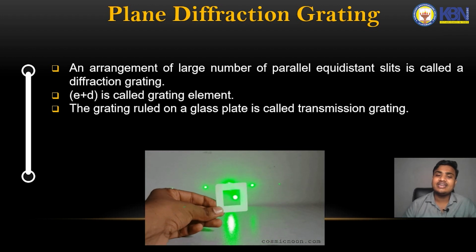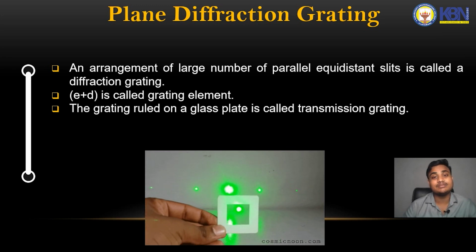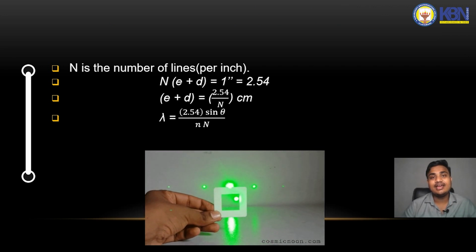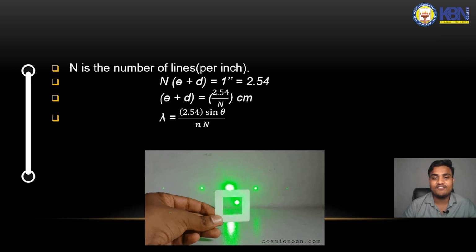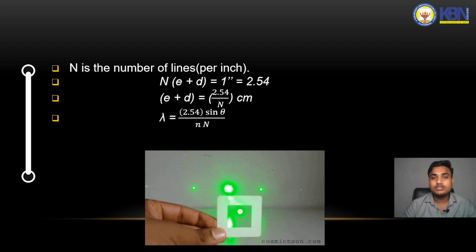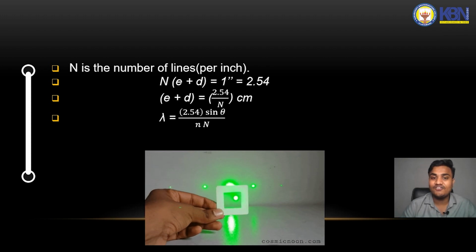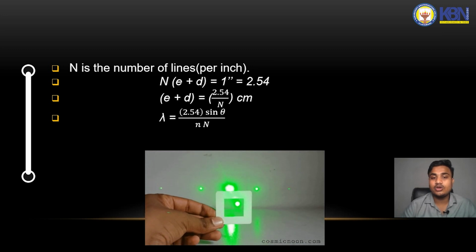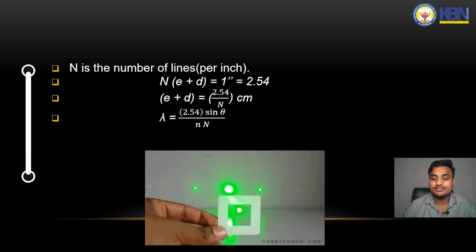The grating ruled on a glass plate is called a transmission grating. If capital N is the number of lines per inch, then N into e plus d, the grating element, is equal to 1 inch. We know that 1 inch is equal to 2.54 centimeters, so e plus d is given by 2.54 divided by capital N. To find the wavelength of light using a plane diffraction grating, the formula is 2.54 times sin theta divided by small n into capital N, where small n is the order of the spectrum and capital N is the number of lines per inch on the grating.